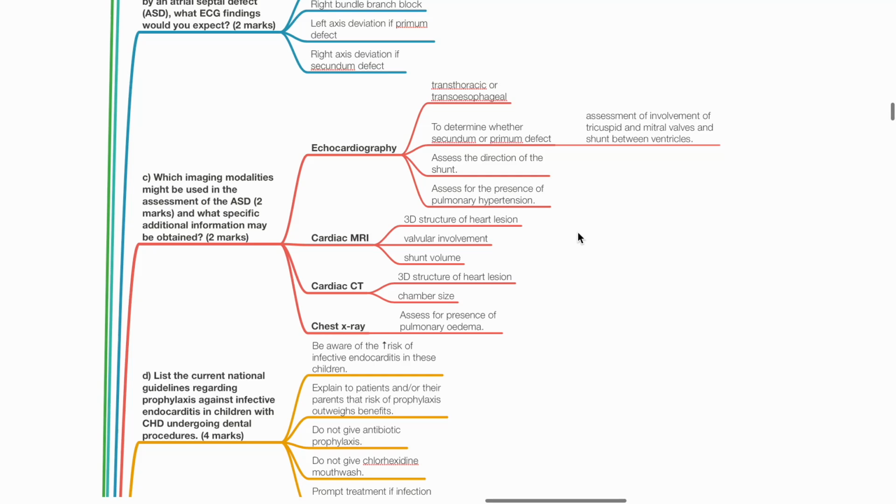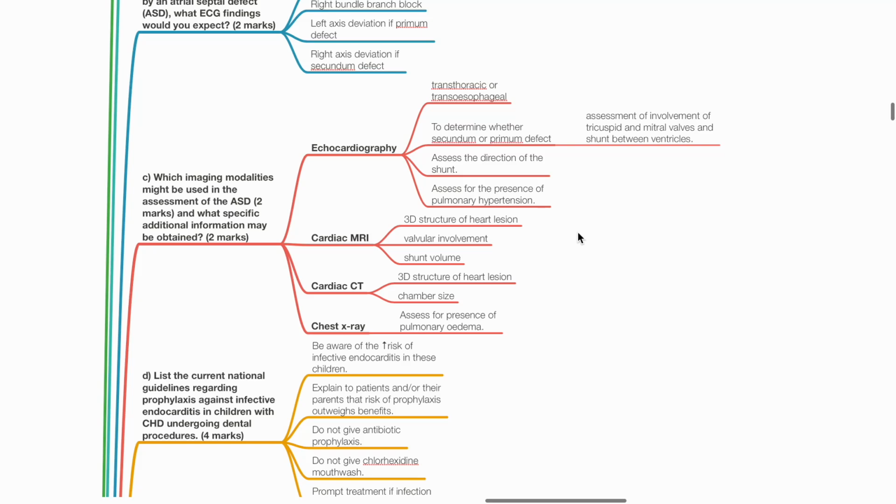Echocardiography, transthoracic or transesophageal, to determine whether secundum or primum defect, for assessment of involvement of tricuspid and mitral valves and shunt between ventricles, assessment of direction of shunt, assessment of presence or absence of pulmonary hypertension.